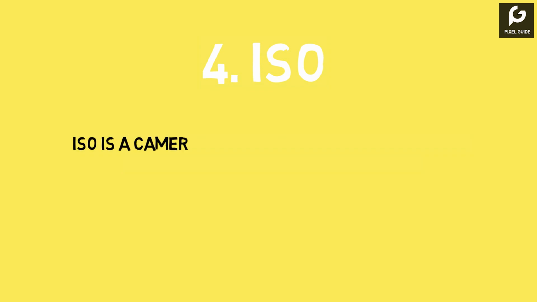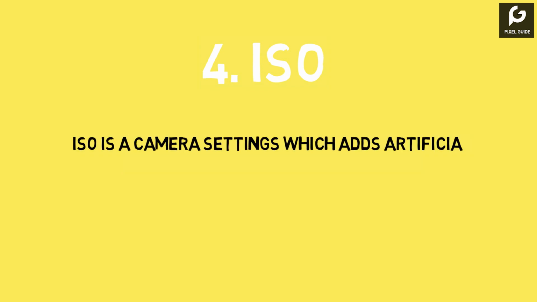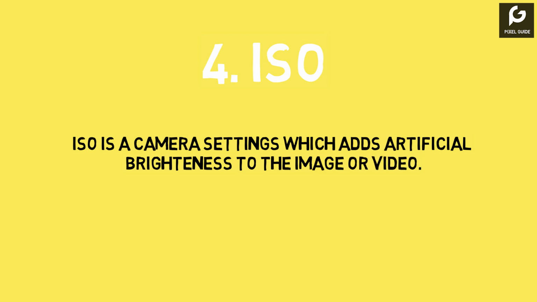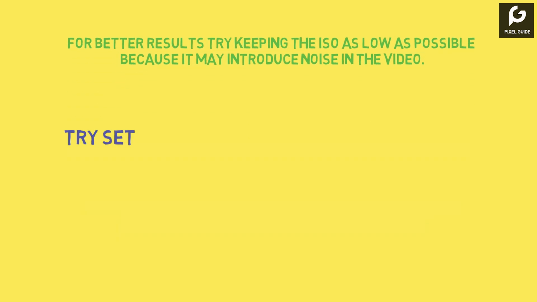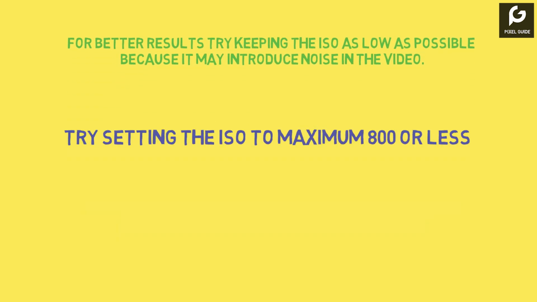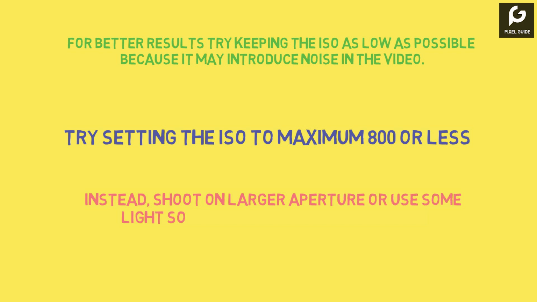Number 4 is ISO. ISO is a camera setting which adds artificial brightness to the image or video. For better results, try keeping the ISO as low as possible because it may introduce noise in the video. Try setting the ISO to 100 or 200 or maximum 800, not more than that. Instead, shoot on a larger aperture or use some external light source to brighten up the scene.